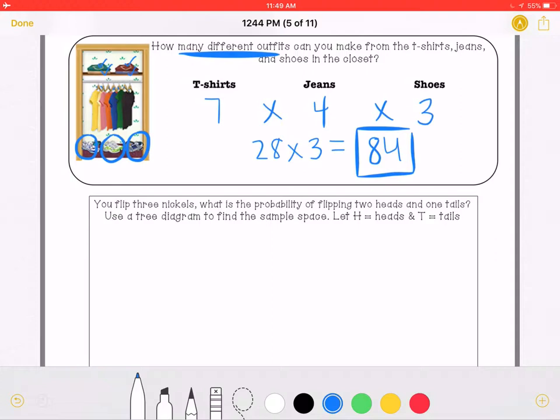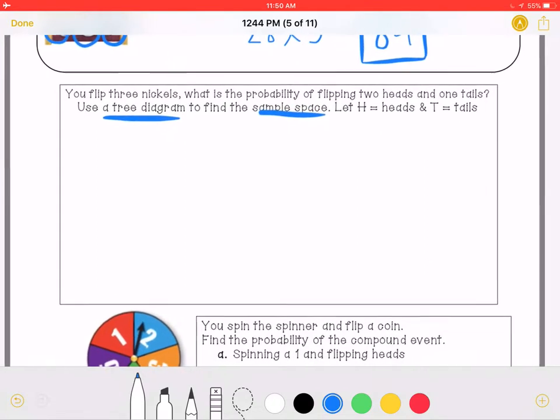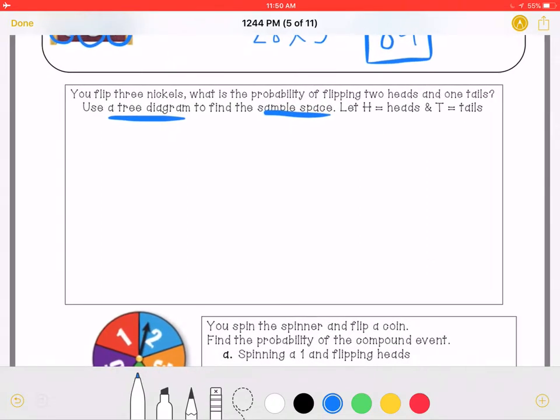All right, next, you flip 3 nickels. What's the probability of flipping 2 heads and 1 tails? Use a tree diagram to find the sample space. We're going to let H equal heads and T equal tails. So we're flipping 3 nickels. So when I flip the first nickel, my only options when you flip a nickel are heads or tails.